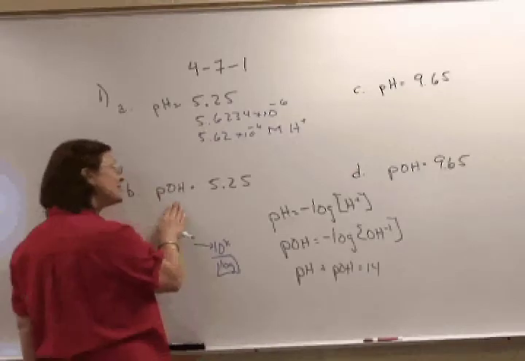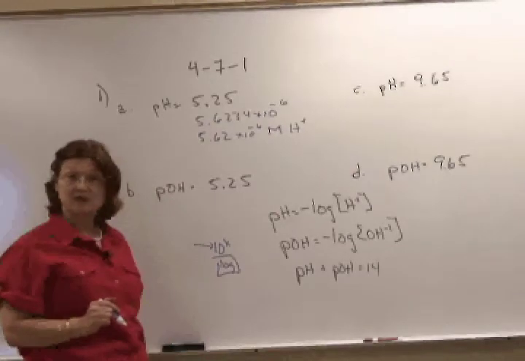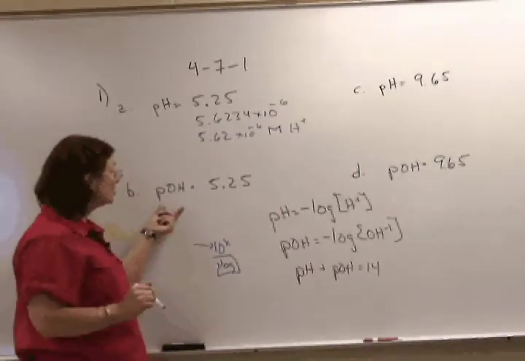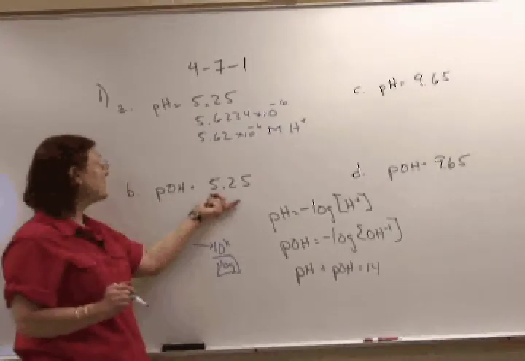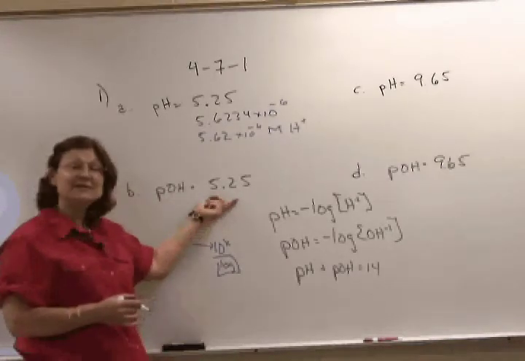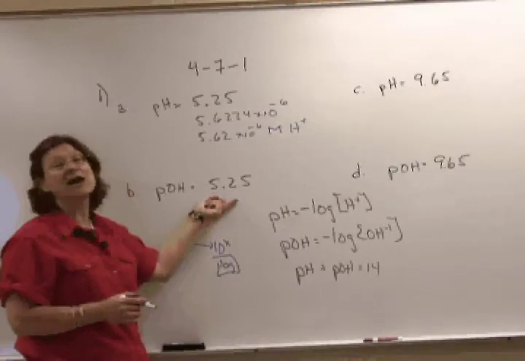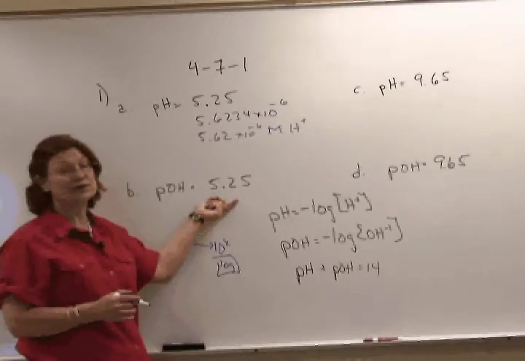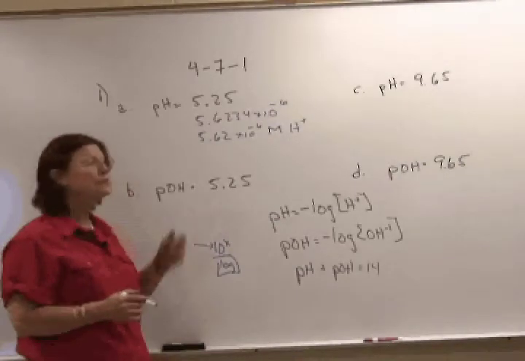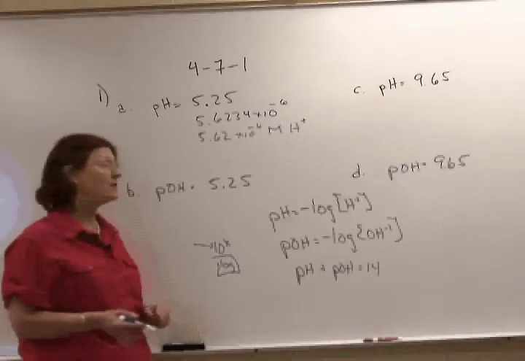Now in the second case we are given a hydroxide ion. We're given a pOH. And if I were to take the negative inverse log of this number, then I would be getting the hydroxide ion concentration, and that's not what I'm looking for. The question is asking for the hydronium ion.